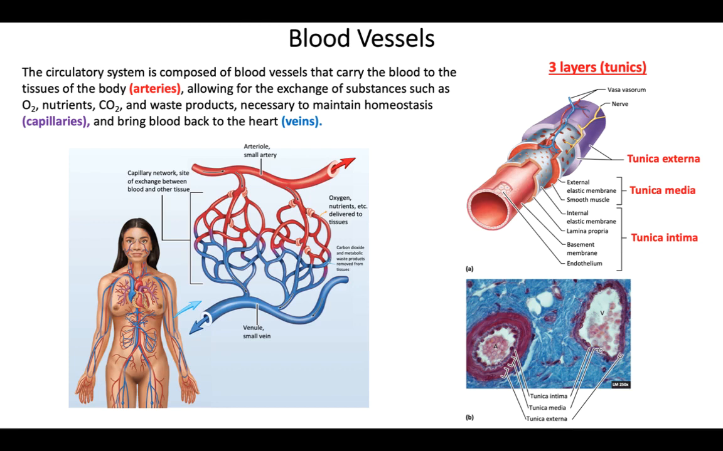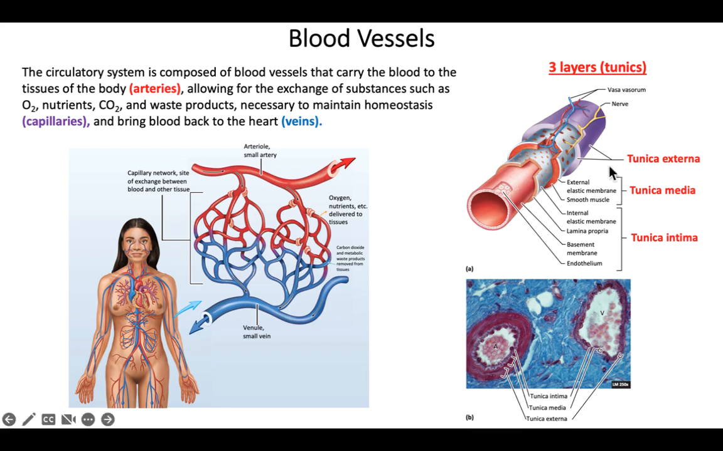But we're focusing heavily on the systemic circuit, where systemic arteries are oxygenated, capillaries deliver the oxygen, pick up carbon dioxide, as well as deliver nutrients and pick up waste, and then we bring that blood back to the heart in the systemic veins, which their destination is the right atrium.